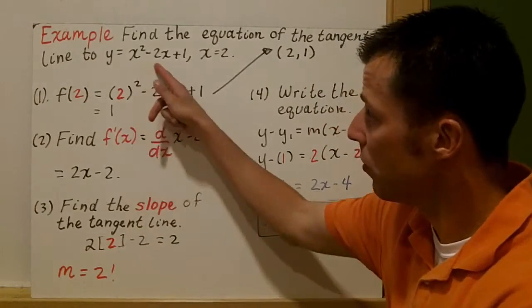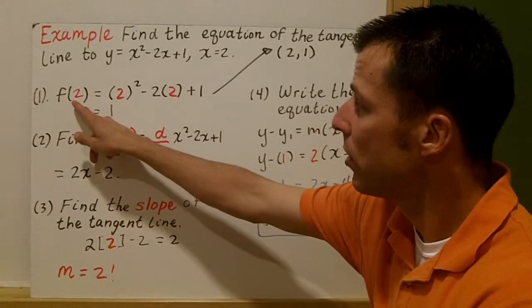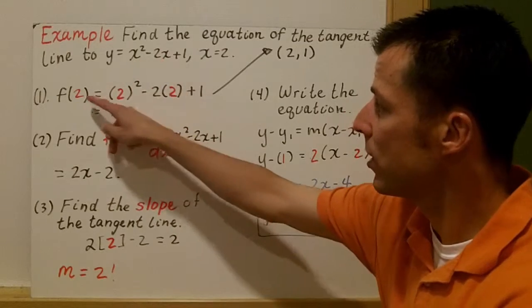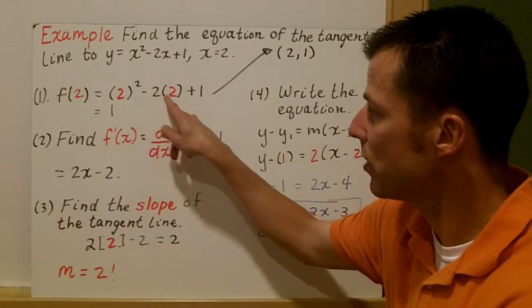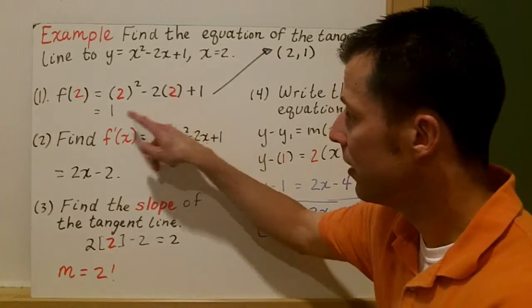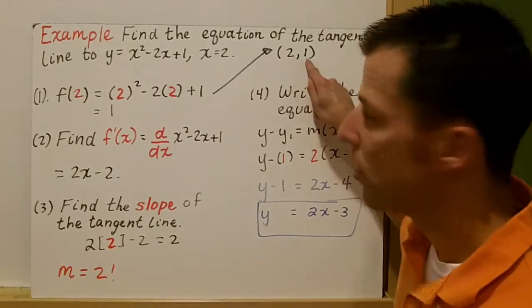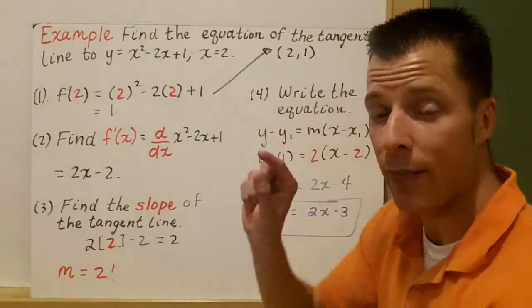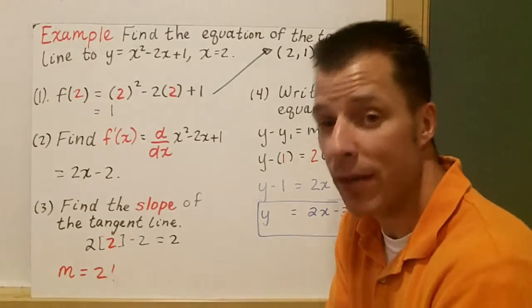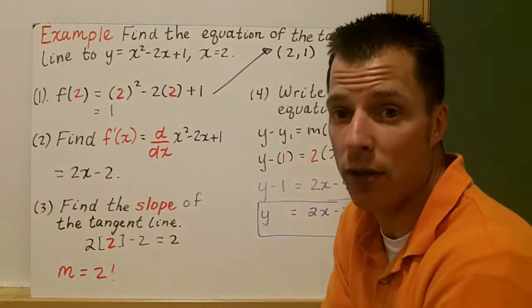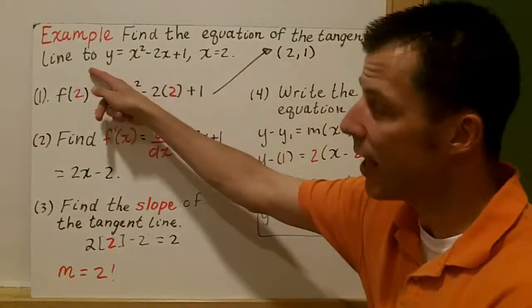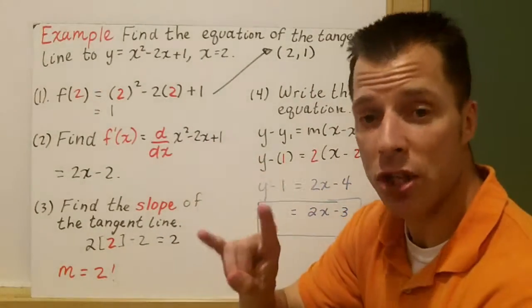So we plug in 2 for each x, so we get 2 squared minus 2 times 2 plus 1. Well, that simplifies to be 1. So when x is 2, y equals 1. I've got my point. So now I need my slope in order to write a linear equation, a tangent line. You need a point, you need a slope.